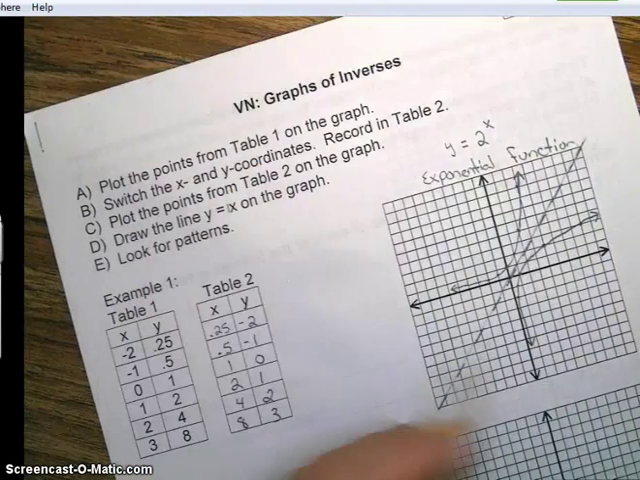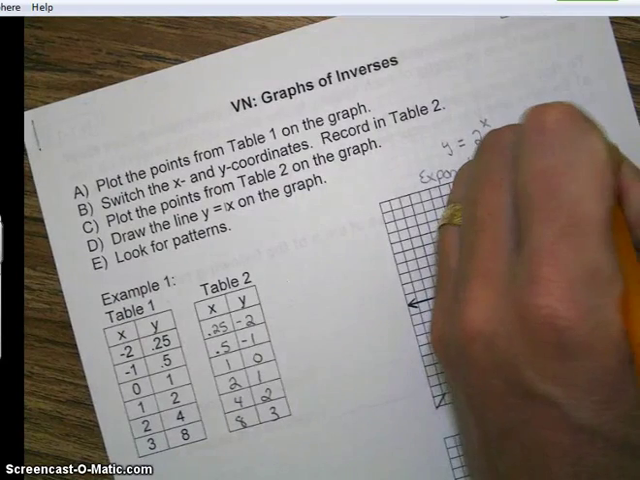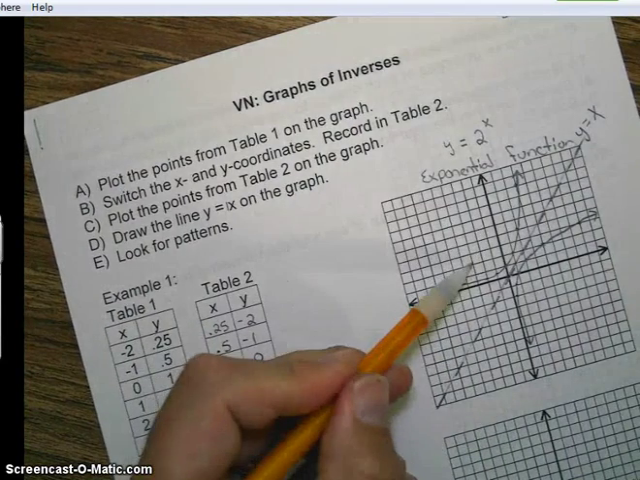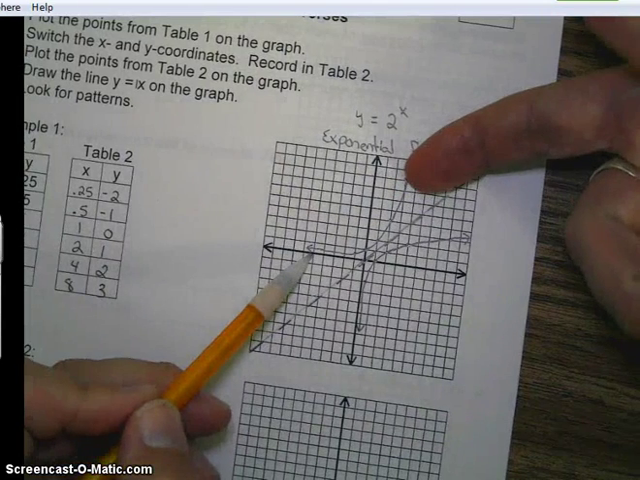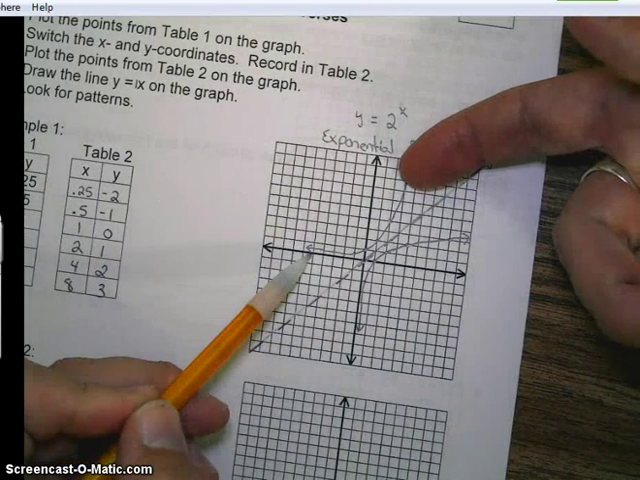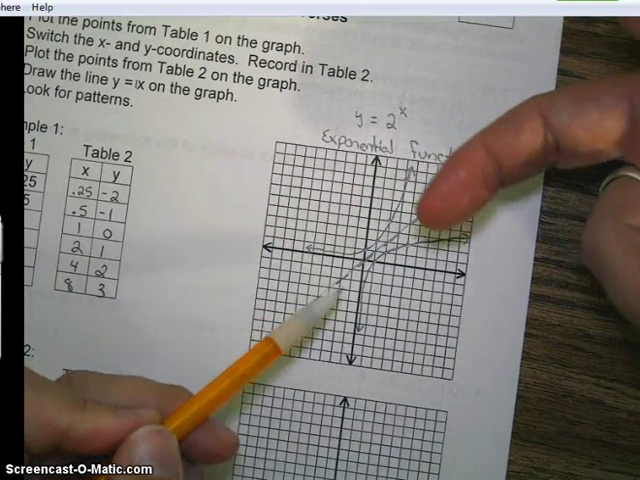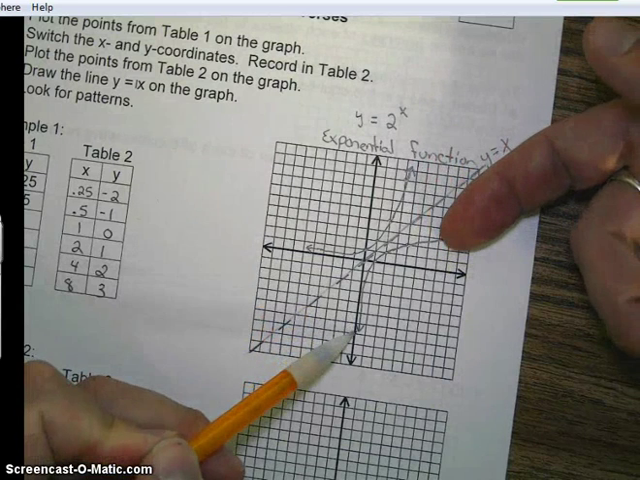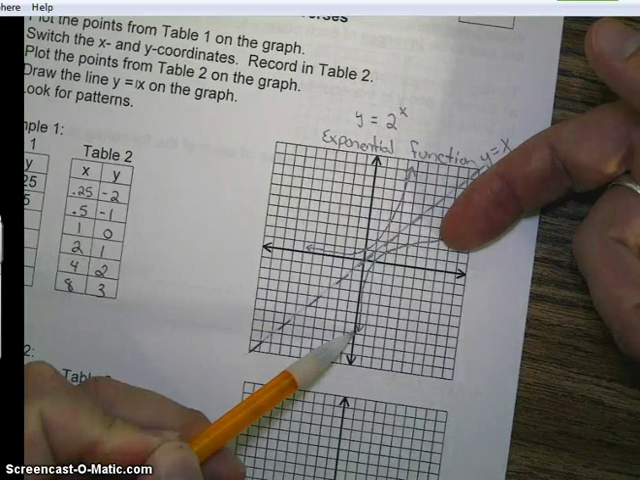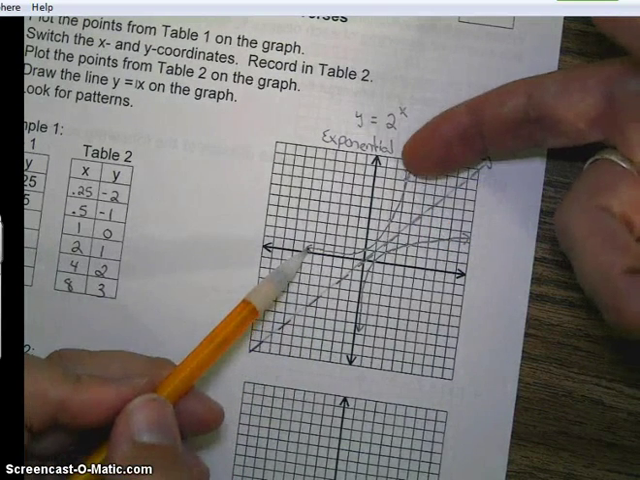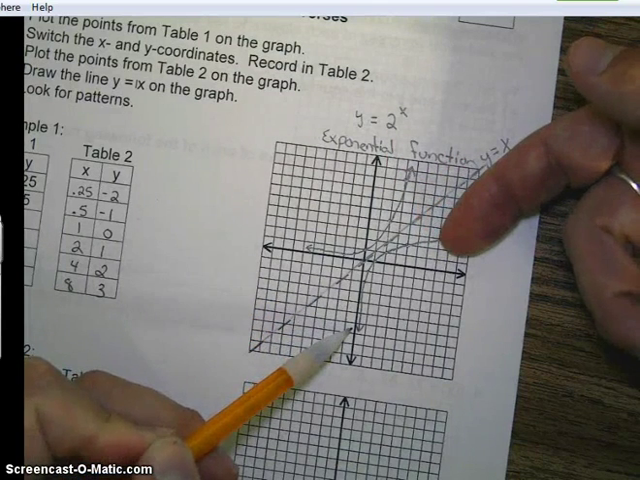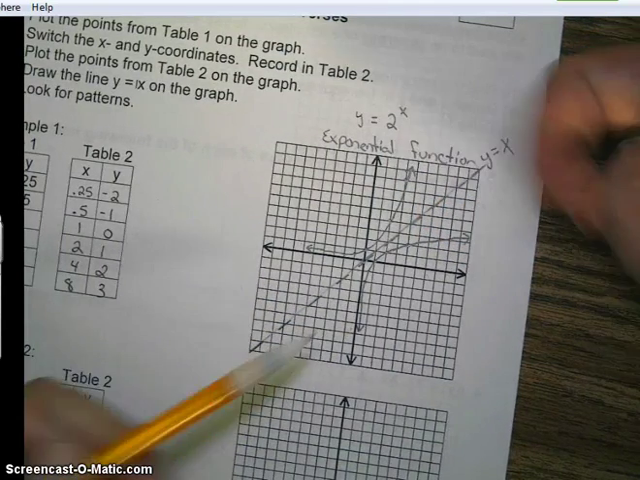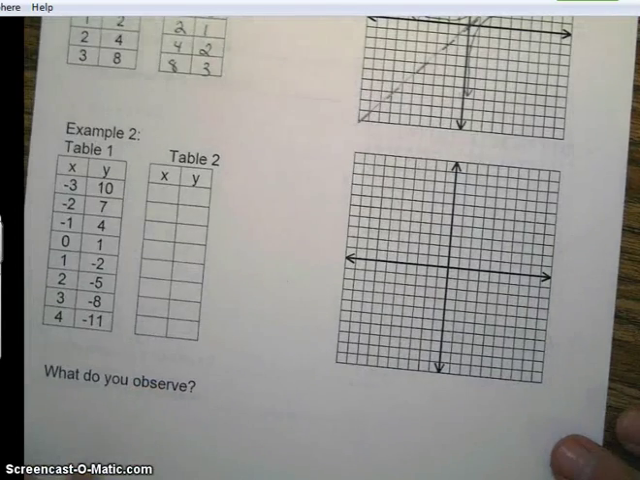Okay, so y equals x. So if I fold this in half, this graph, if you flip it over, if you reflect it over y equals x, it will land right on top of this one. And so when you're looking at a graph, think, if I flip this over, will it land on itself? And if it does, then they're inverses of each other. Okay? So let's look at example 2.